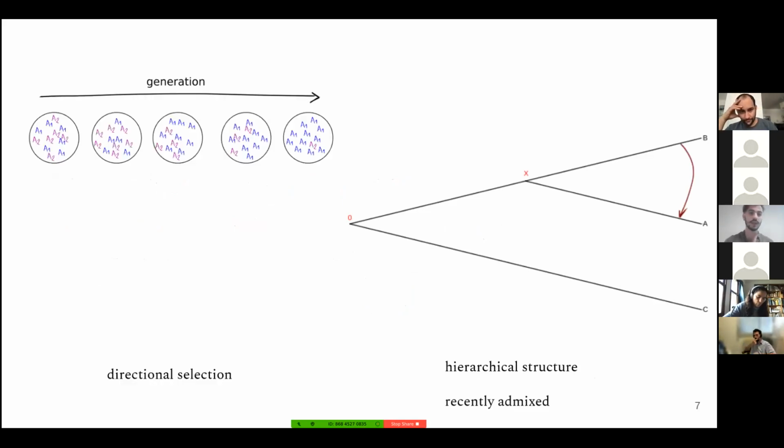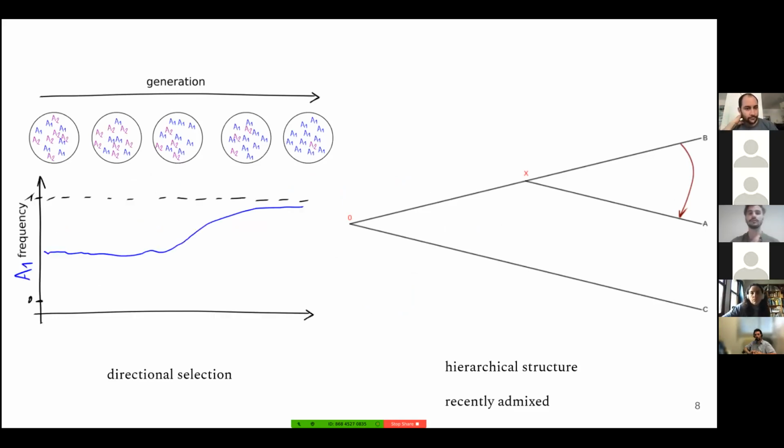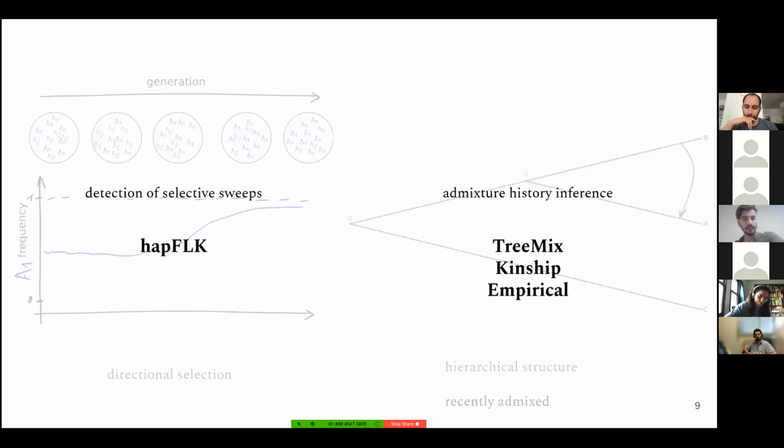In addition to that, the type of selection that I studied is directional selection, where the frequency of an allele steadily increases in time until establishment, due to homozygotes of the advantageous allele having the highest fitness. The Haberfield statistic will be employed for the detection of selection in this case, while TreeMix and other methods will be used for inference of admixture history.